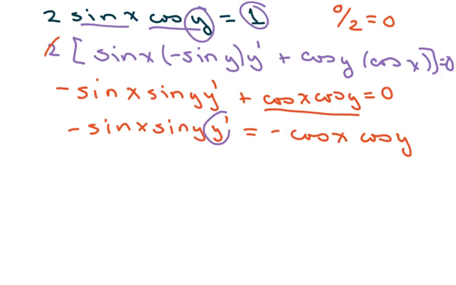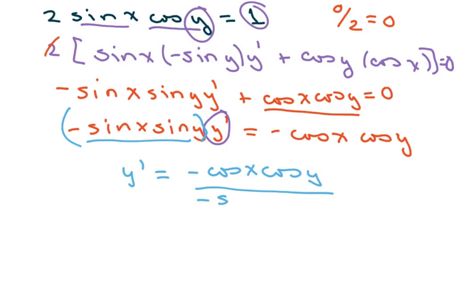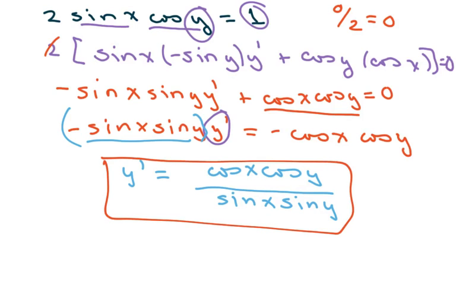I was going to factor out the derivative of y, but you actually didn't have to do that. Let's just do it this way. Let's just put parentheses on this part. Now we're going to divide both sides by this part. So you get y prime equals negative cosine of x cosine of y over negative sine of x sine of y. And two negatives make a positive. So I'm just going to erase those. And that is your final answer.